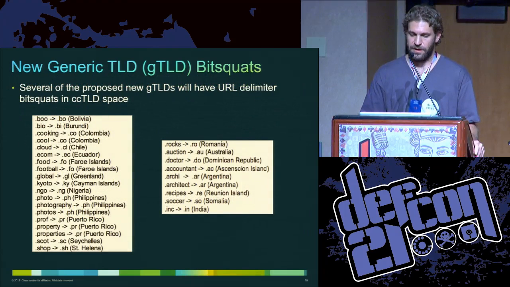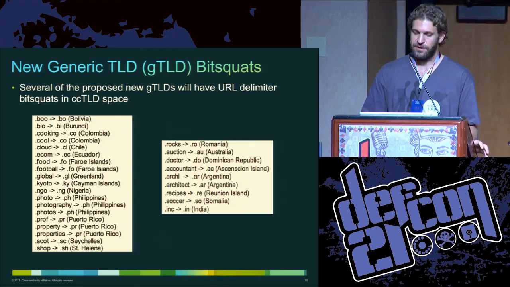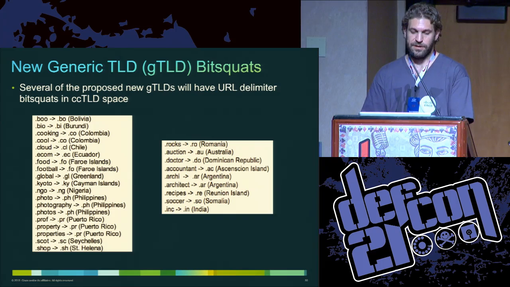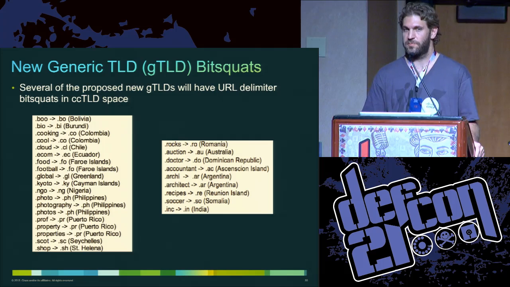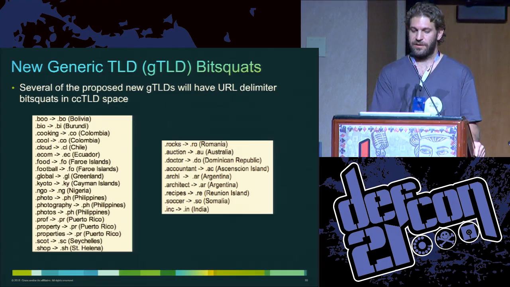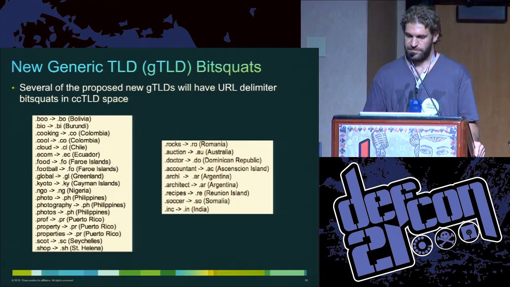There are some other bitsquats that are possible in the new generic top-level domains. These are based on the letter O, and you can see I've got several here like .boo, .bio, and the corresponding country code top-level domain where those bitsquats exist, as well as ones based on the letter C. So I'll leave these here as reference.